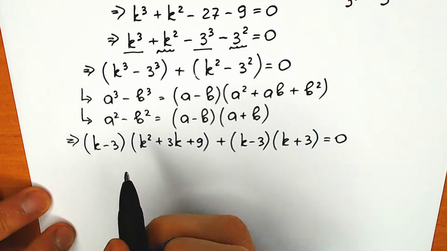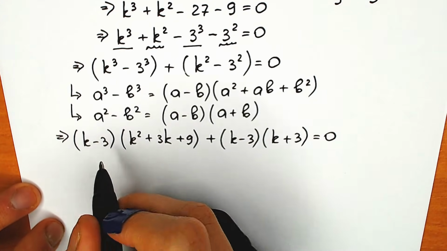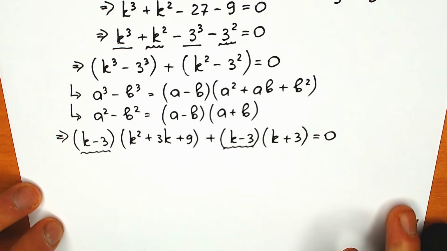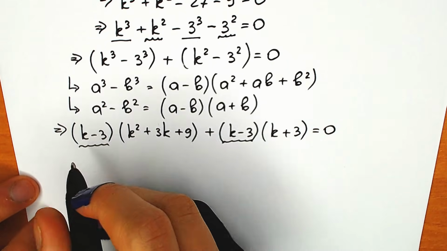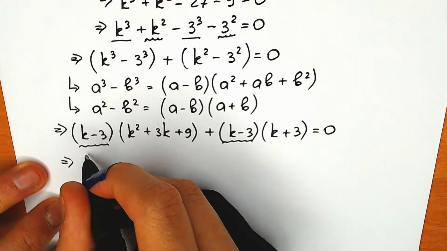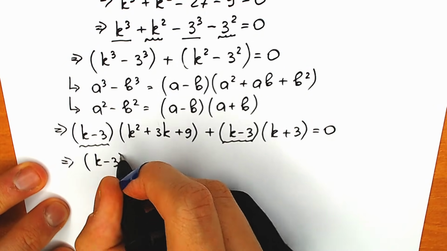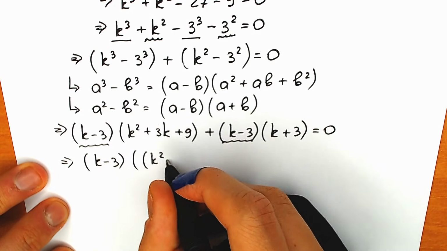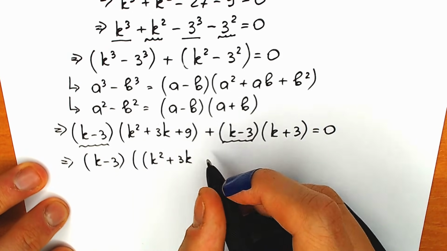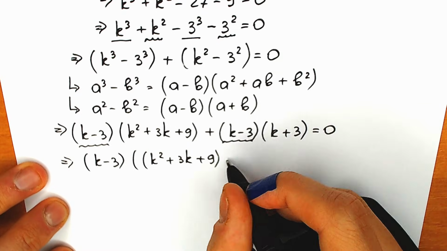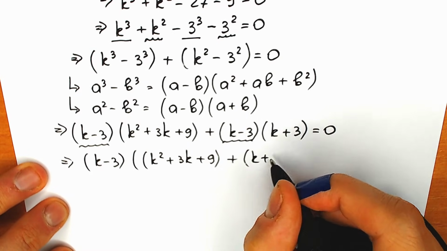Right now, let's look at this expression from a different angle. We have k minus 3 right here and k minus 3 right here, so we can factor it out as a common factor. So we have k minus 3, and in another parenthesis, we have k square plus 3k plus 9, and in another parenthesis we have plus k plus 3.